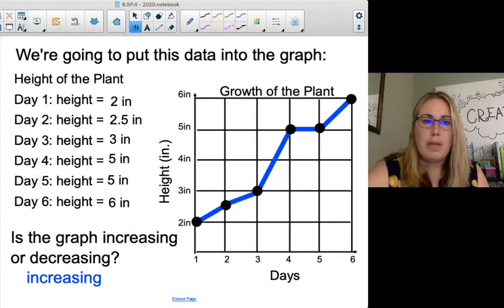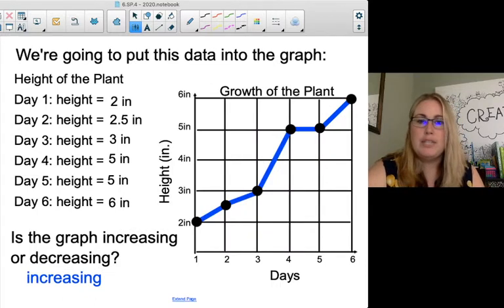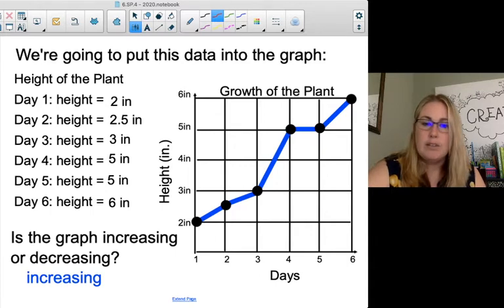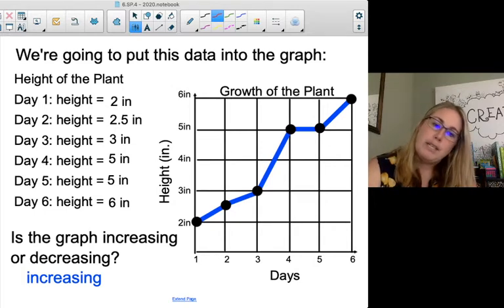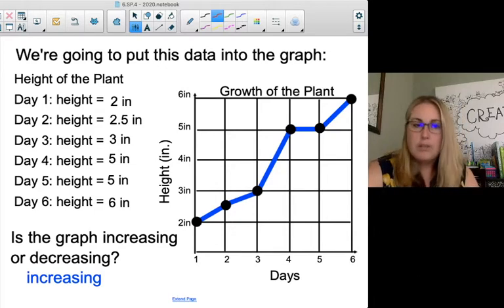The next problem we have here says we're going to put this data into a graph. So again, you can already see it on my screen, but if you have your notes, let's go ahead and fill this out. The days are across the bottom. Remember, change over time. We usually put time across the bottom of our line graph. And then the y-axis for this one is height in inches. So on day 1, the height is 2 inches.